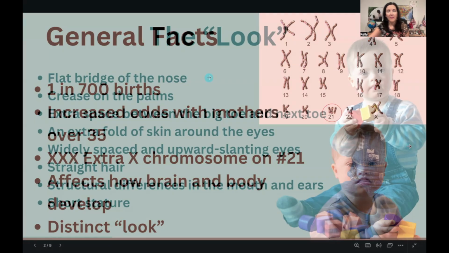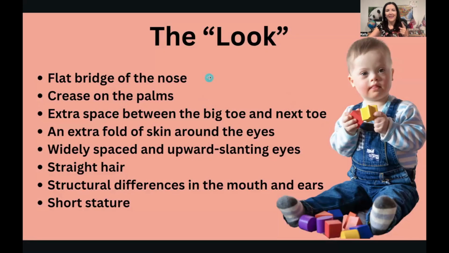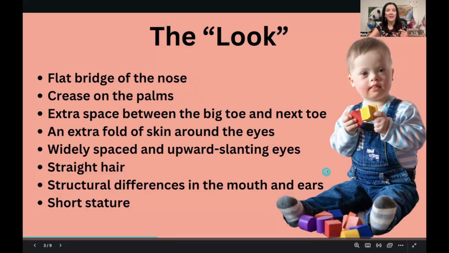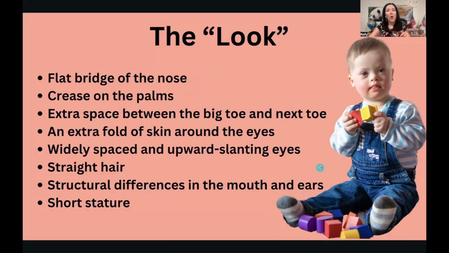The look. There's a flat bridge on the nose, a crease on the palms, extra space between the big toe and the next toe, an extra fold of skin around the eyes, widely spaced and upward slanting eyes, straight hair, structural differences in the mouth and ears, and short in stature.